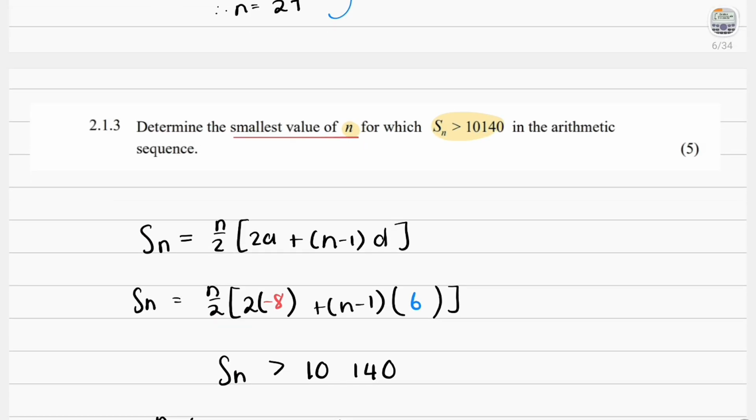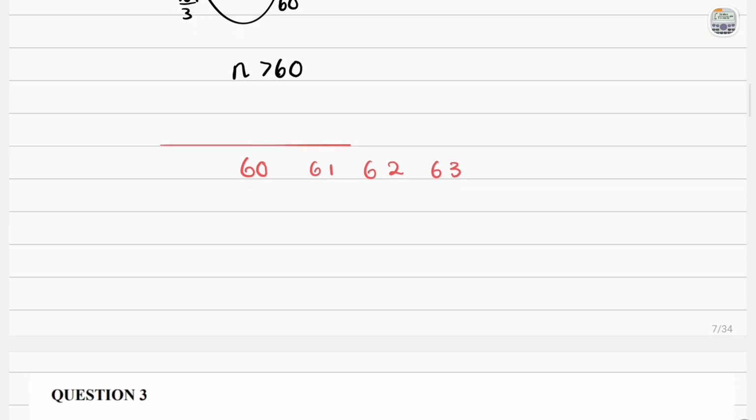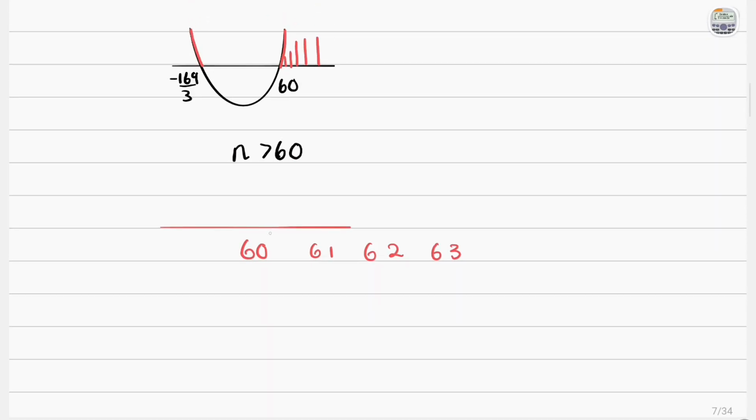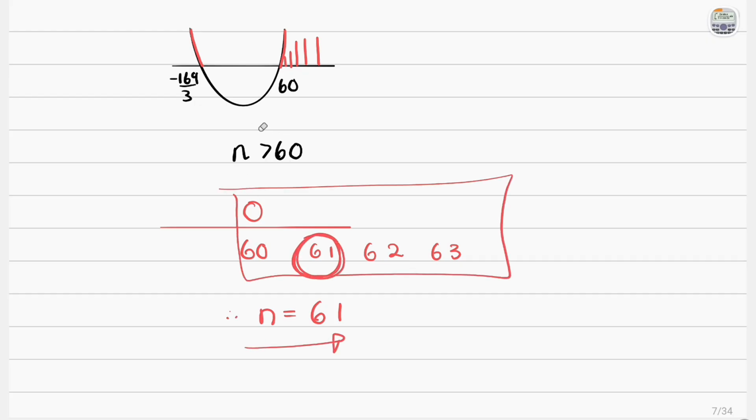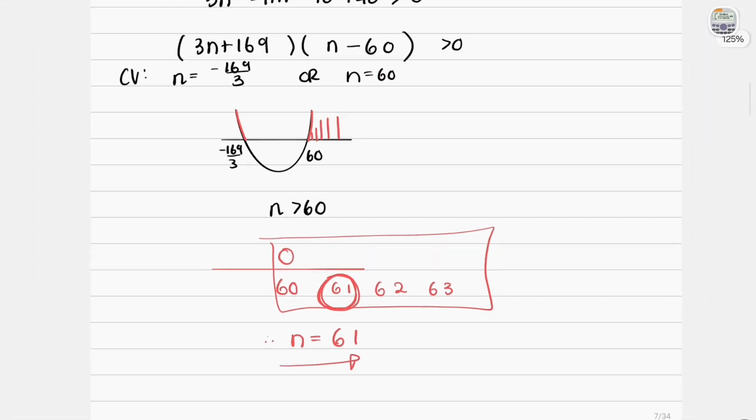Remember that n refers to term values. They can't be fractions, okay? So it means that our answer for n will have to take the smallest value within this range. It's not 60 because n is greater than 60, not equal to 60. Therefore, n is equal to 61. That would be the smallest value in this range, in these answers, values greater than 60. Okay, and that is our answer.